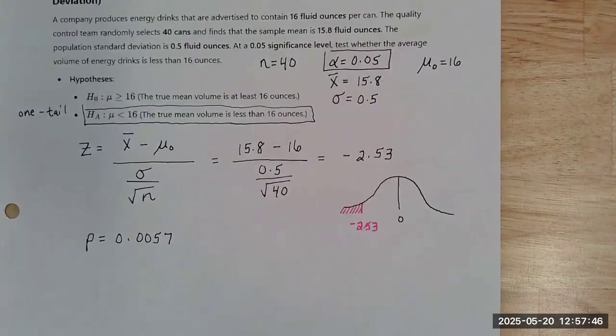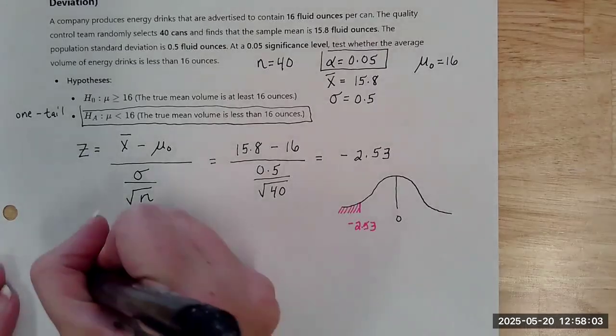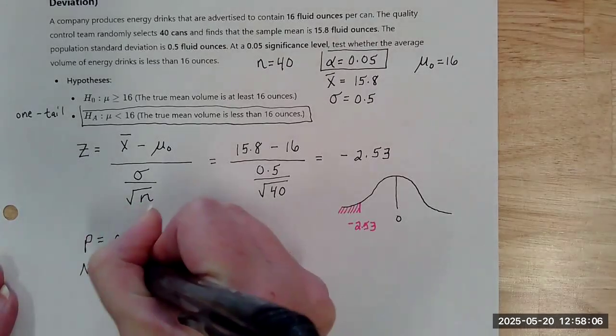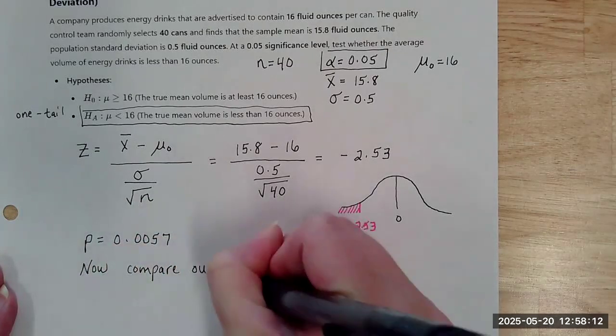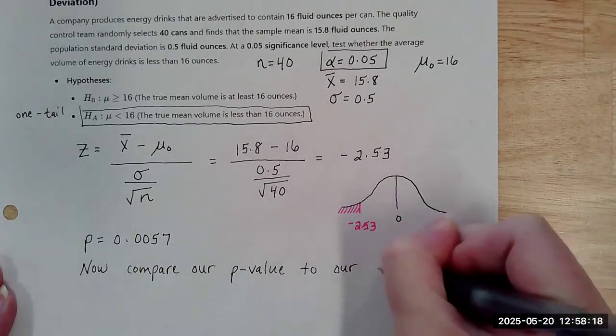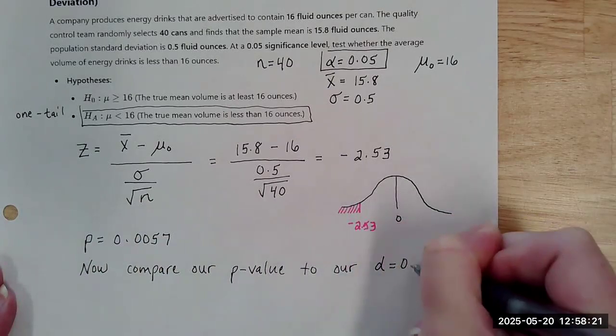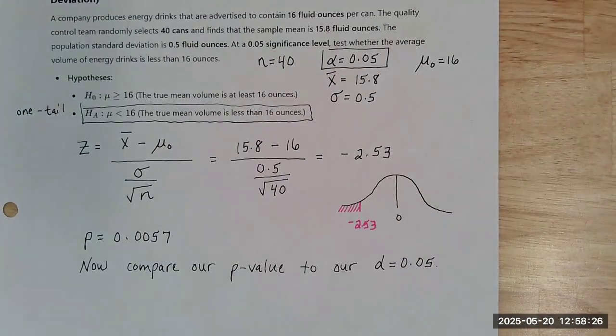Here's the piece that makes this a hypothesis test. After you have your Z-score, you use the Z-score to go find your p-value. And we always compare the p-value to our alpha. In this problem, the significance level was 0.05. It's our alpha.